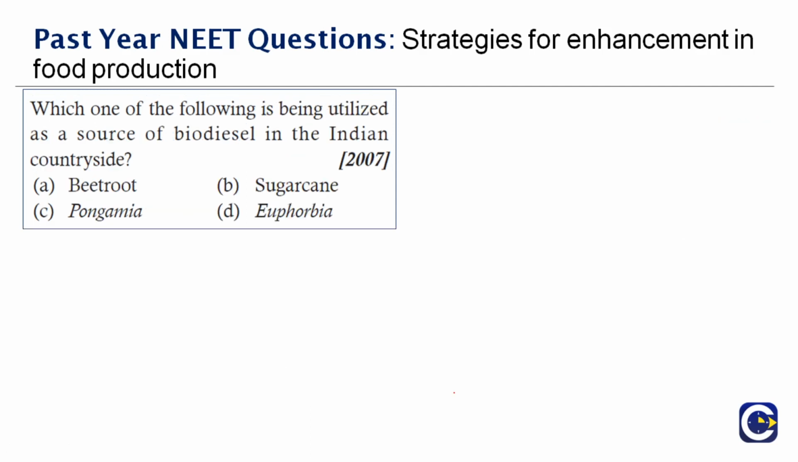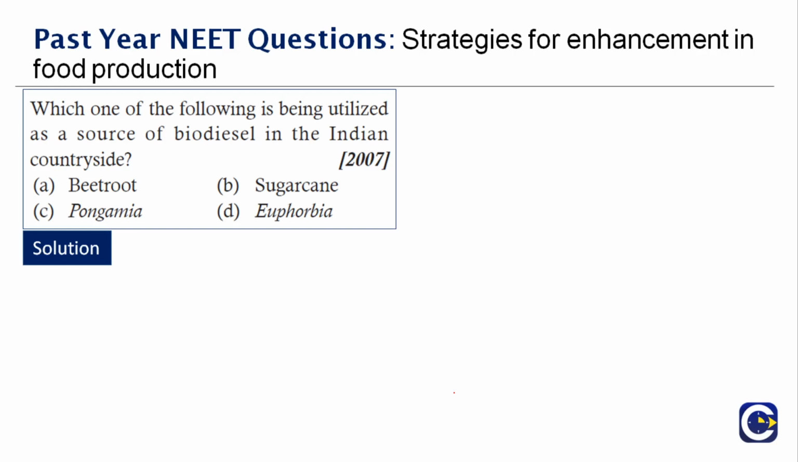Okay, next question here. Which one of the following is being utilized as a source of biodiesel in the Indian countryside? Very easy question actually. You're given 4 options here: beetroot, sugarcane, euphorbia, and pongamia. So what is the right answer? The right answer is pongamia.